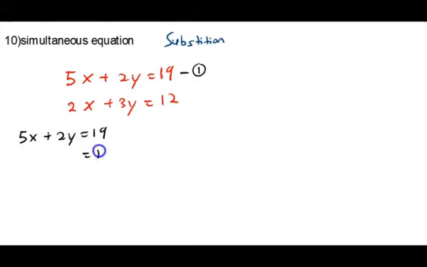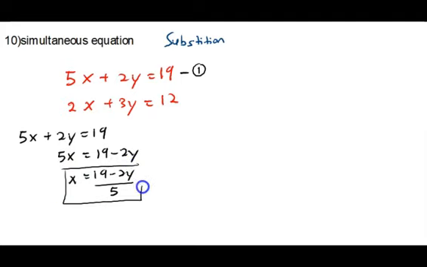So first we move the y to that side, it becomes negative 2y. Here you have 5x, so the 5 you move there, you divide by 5. So this is your x. See, this is a fraction type. Now we have to take this and substitute inside the second equation.